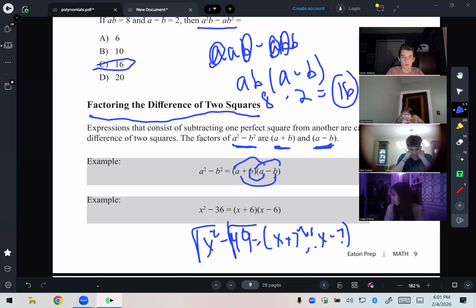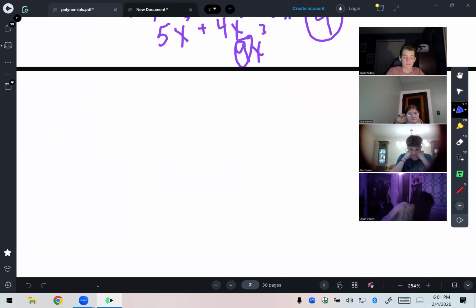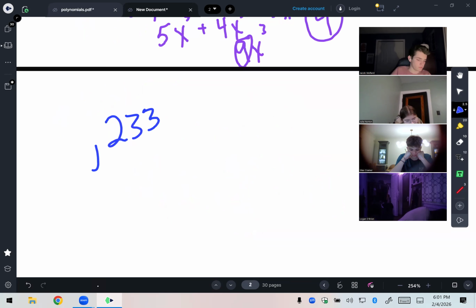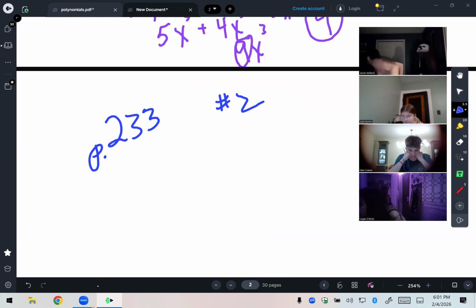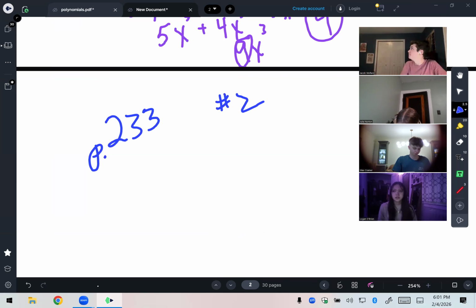So to do this, let's go to a book problem. Let's go to 233. And we're doing sample question number 2. No pain, no gain, as they say. So I guess you could factor the 4 out. Yeah. So first what they give us is this. I'm doing sample question 2 at the top.